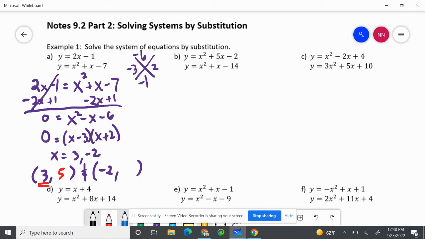Then for my next one, I'm going to plug in a negative 2. 2 times negative 2 is negative 4, minus 1 is negative 5. And so that gives me my two answers.